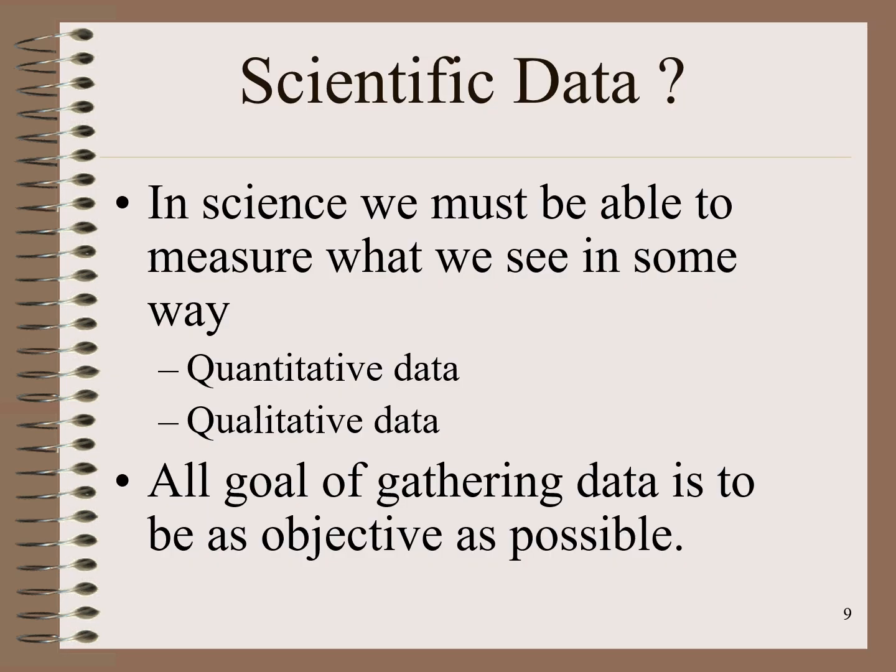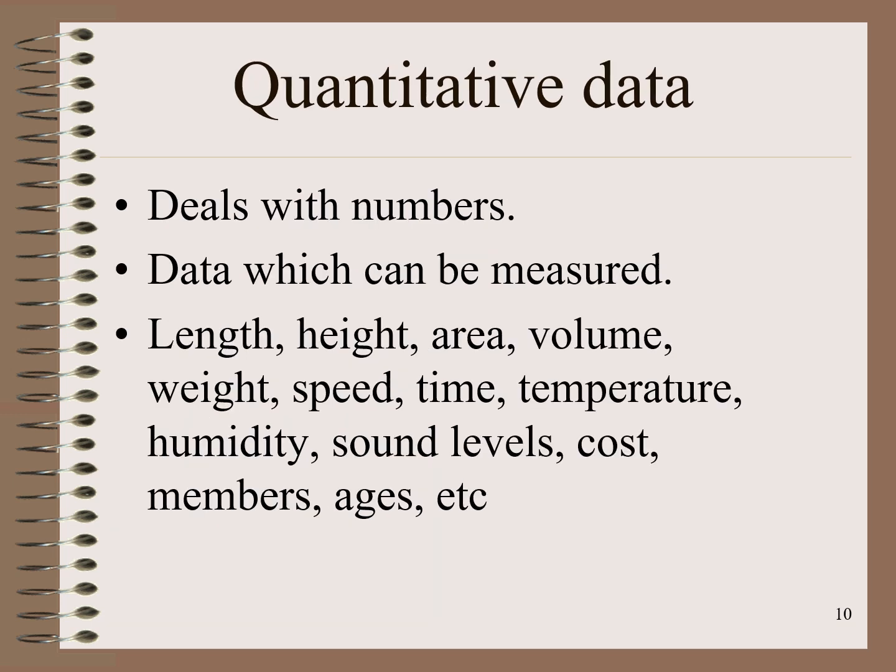In science, we must be able to measure what we see in some way. There are two forms of data known as quantitative data and qualitative data. The goal of gathering data is to be as objective as possible. Quantitative data deals with numbers and is represented by all data which can be measured. Examples would be length, height, area, volume, weight, speed, time, temperature, humidity, sound levels, cost, and ages.